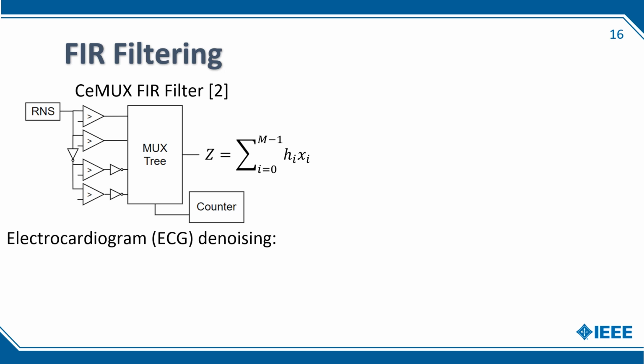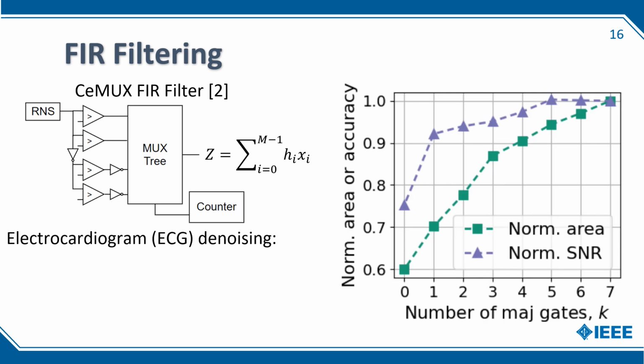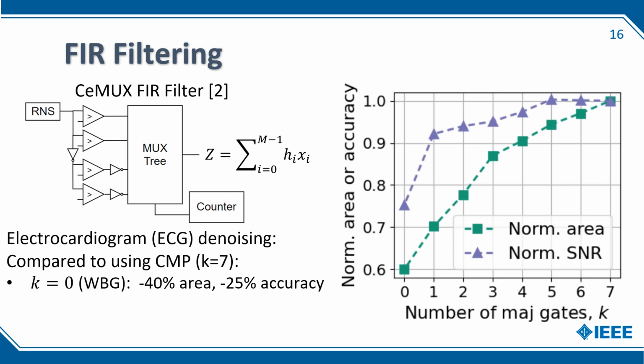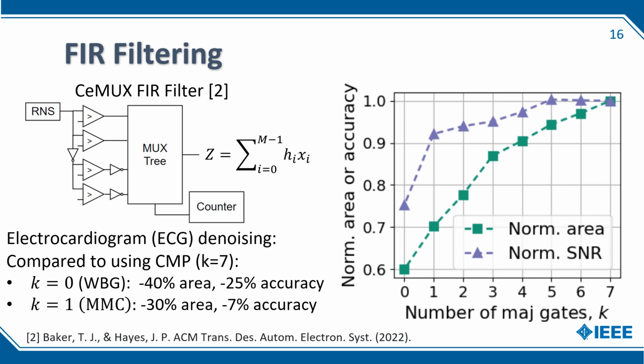For each K value, we found the entire circuit's area using Synopsys Design Compiler and measured the accuracy in terms of signal-to-noise ratio, which is a more realistic output metric than either correlation or MSE. The results show that when WBG PCCs are used with K equals 0, the area reduction is 40% compared to comparators, but the SNR is 25% lower. In contrast, using MMCs with K equals 1 yields the best trade-off, where a significant 30% of area is saved in exchange for only 7% lower SNR.